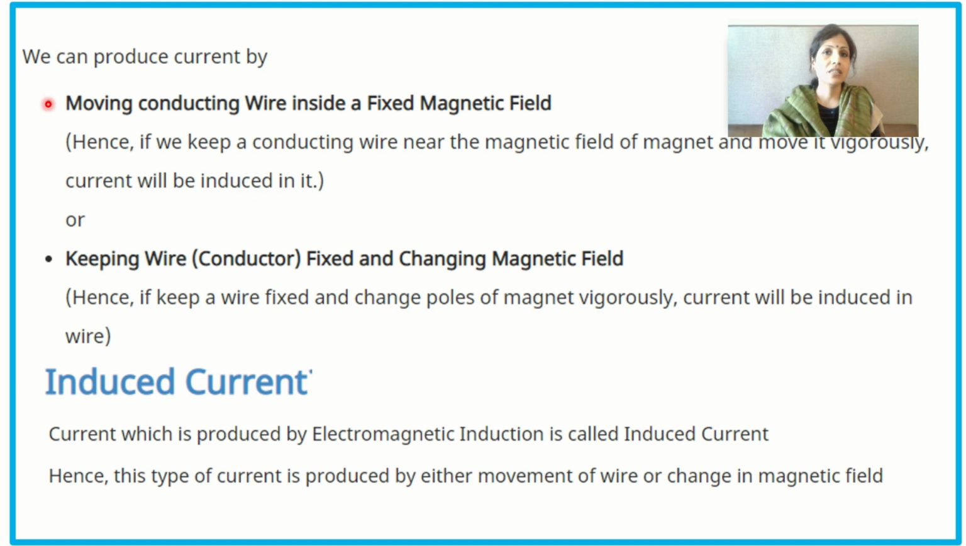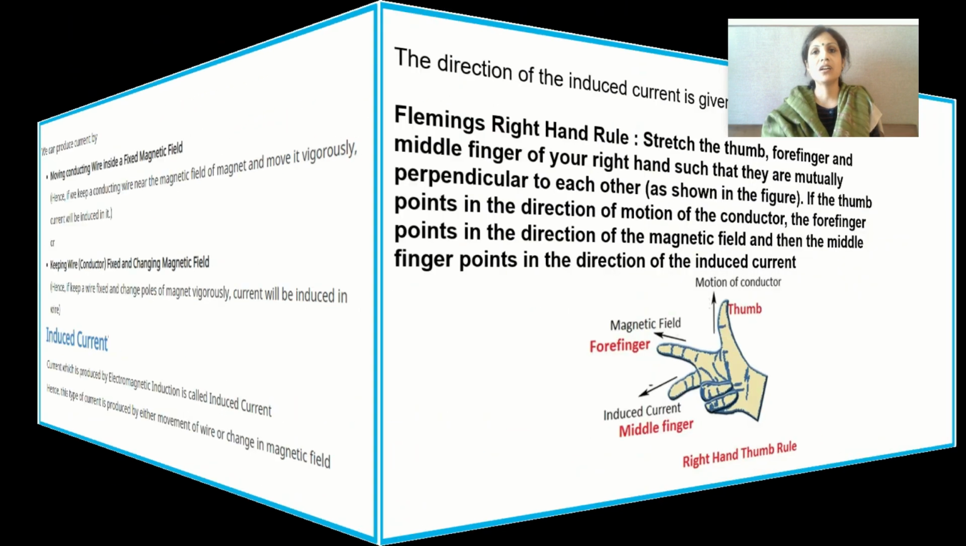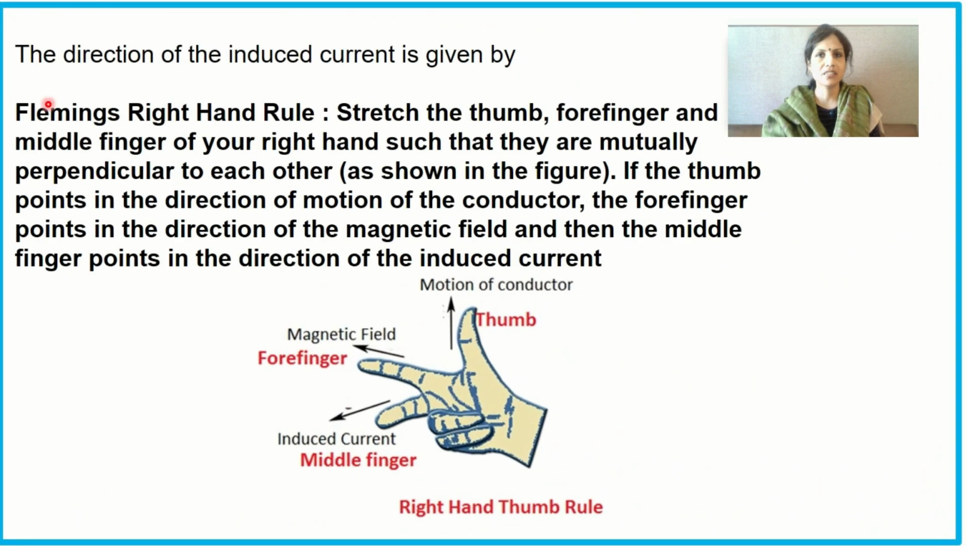Now the question is, in which direction is the current induced in the conductor? That is given by Fleming's right hand rule. Do not get confused, children. We have learned Fleming's left hand rule, which is used to find the direction of the force experienced by the conductor, and Fleming's right hand rule is used to find in which direction the current is induced into the conductor by changing the magnetic field.